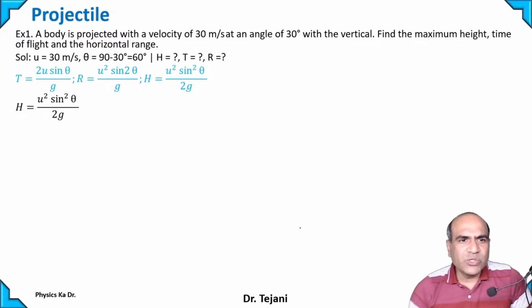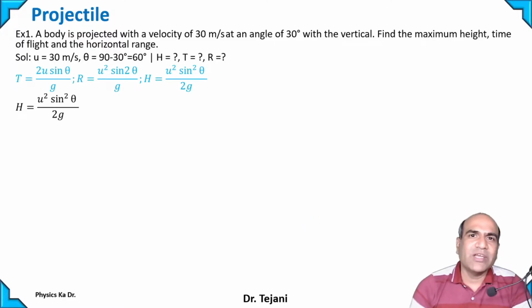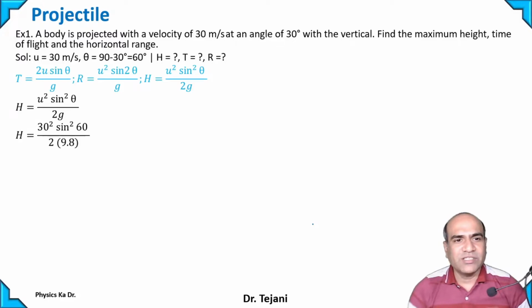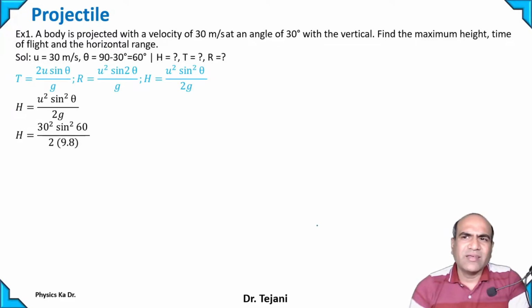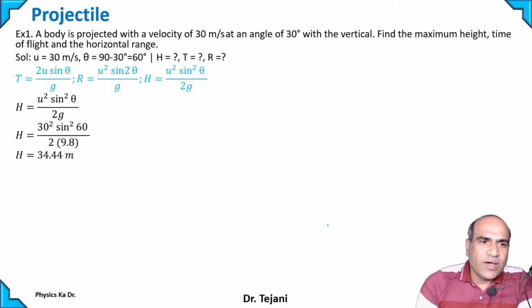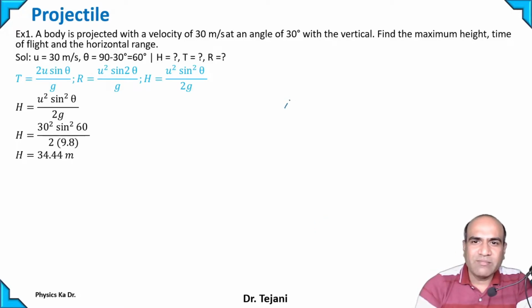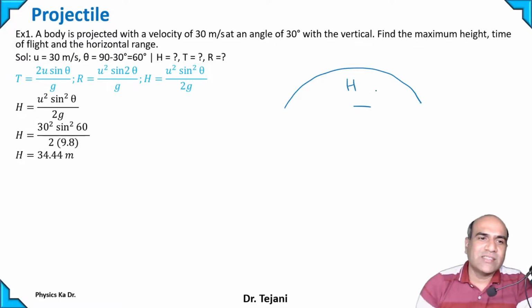So H is equal to u square sine square theta by 2g, with u equal to 30, sine square 60, divided by g, 9.8, or you may take 10. If it is not given, by default you should take 10. So H is equal to 34.44 meter. This is to be taken as the maximum height for this projectile.